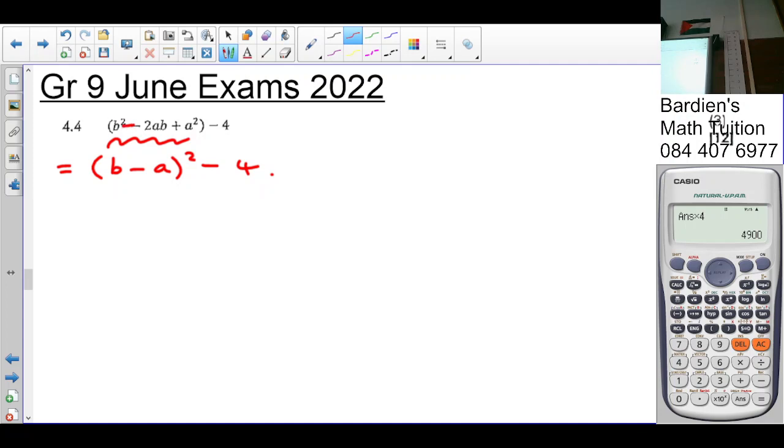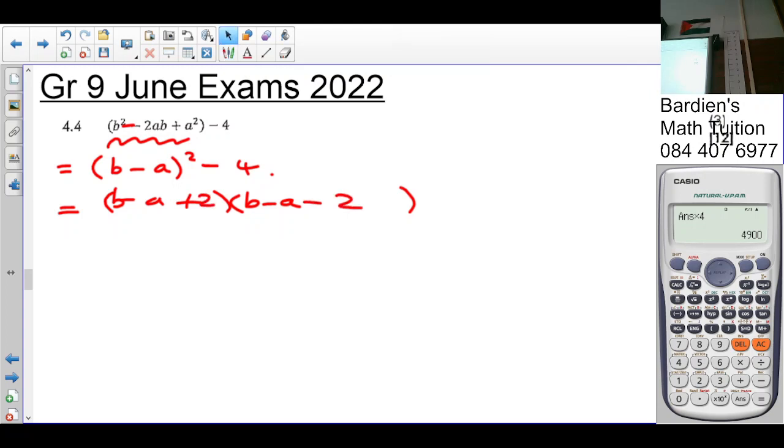Since that is negative, there goes negative. So again, difference of 2 squares is evident here. Can you see that? What's the square root of (b minus a) all squared? b minus a. Plus the other, minus the square root of 4, which is 2, and 2. Okay.